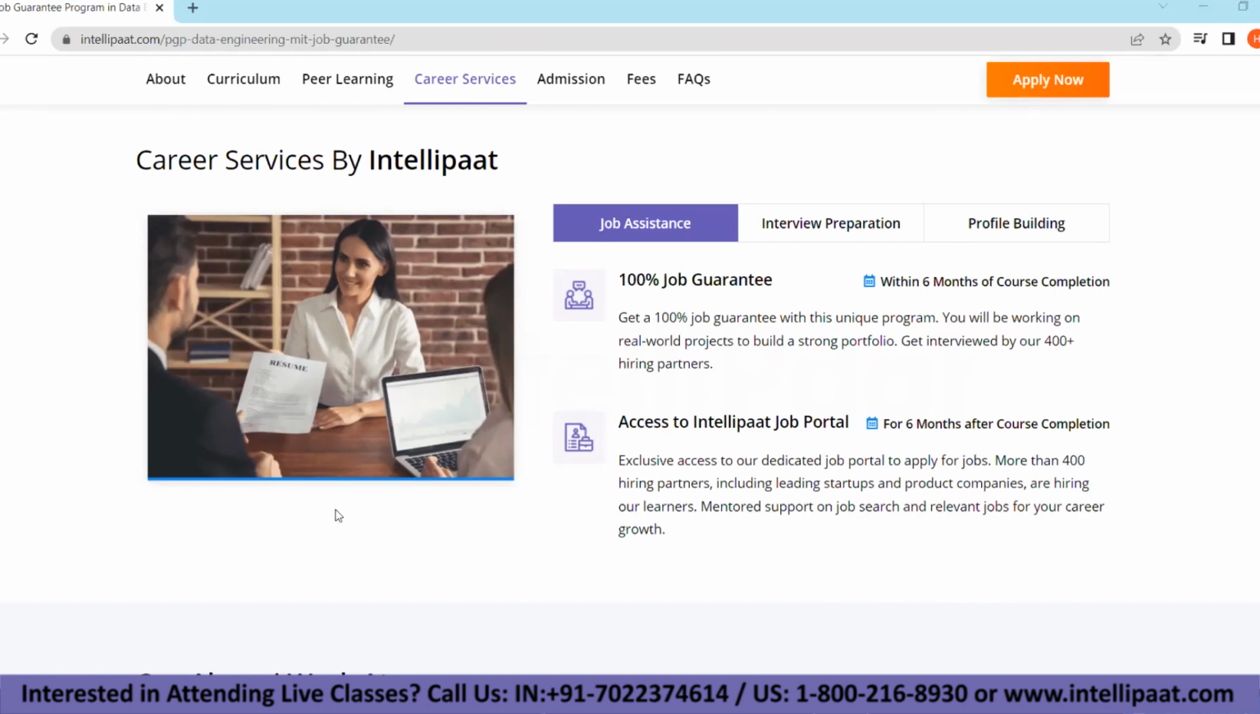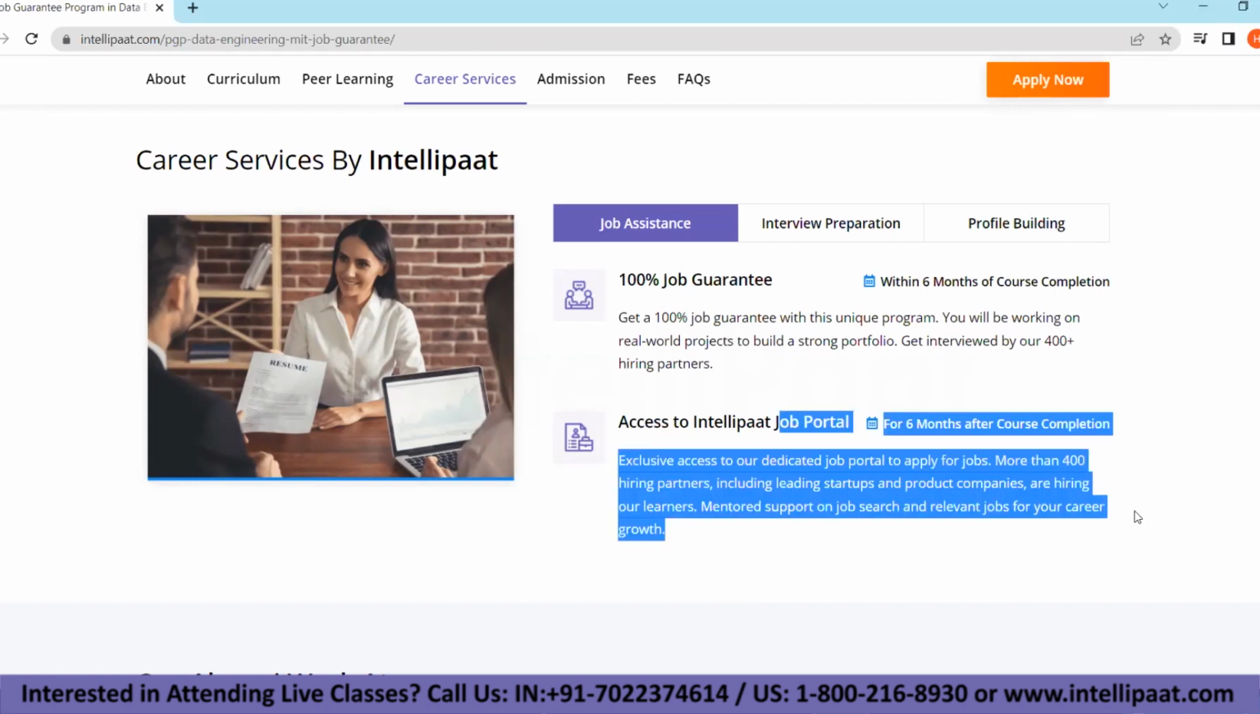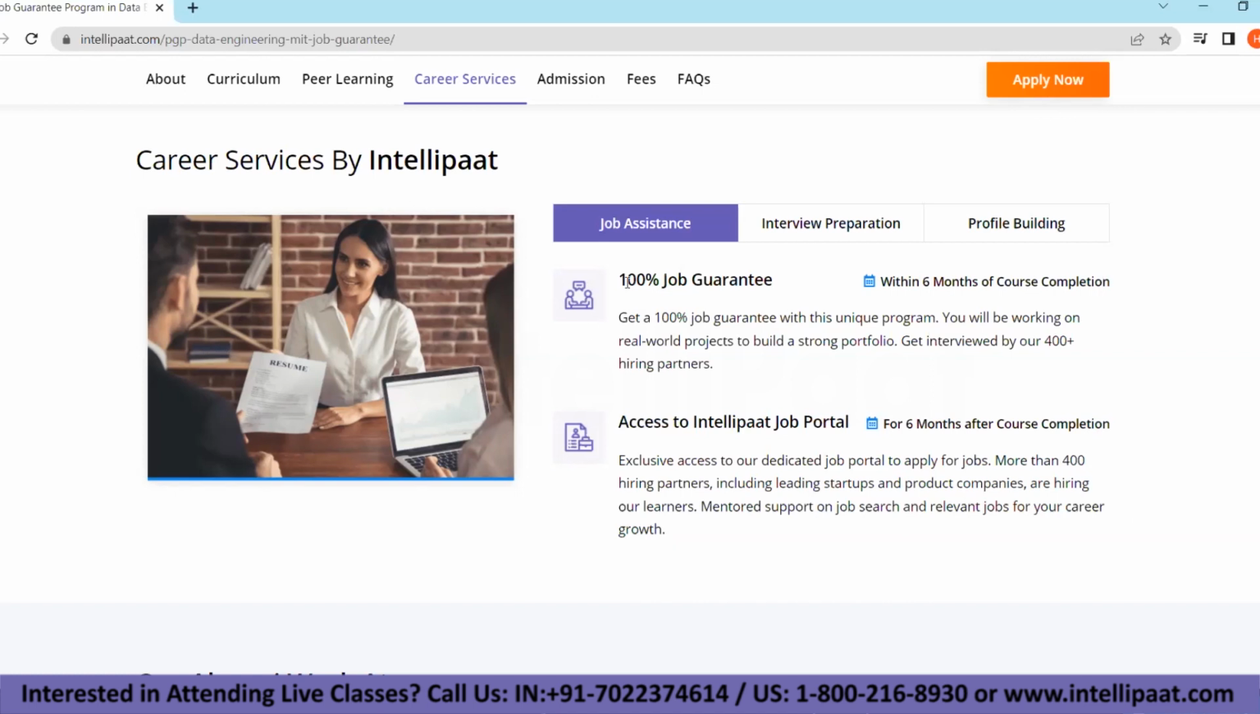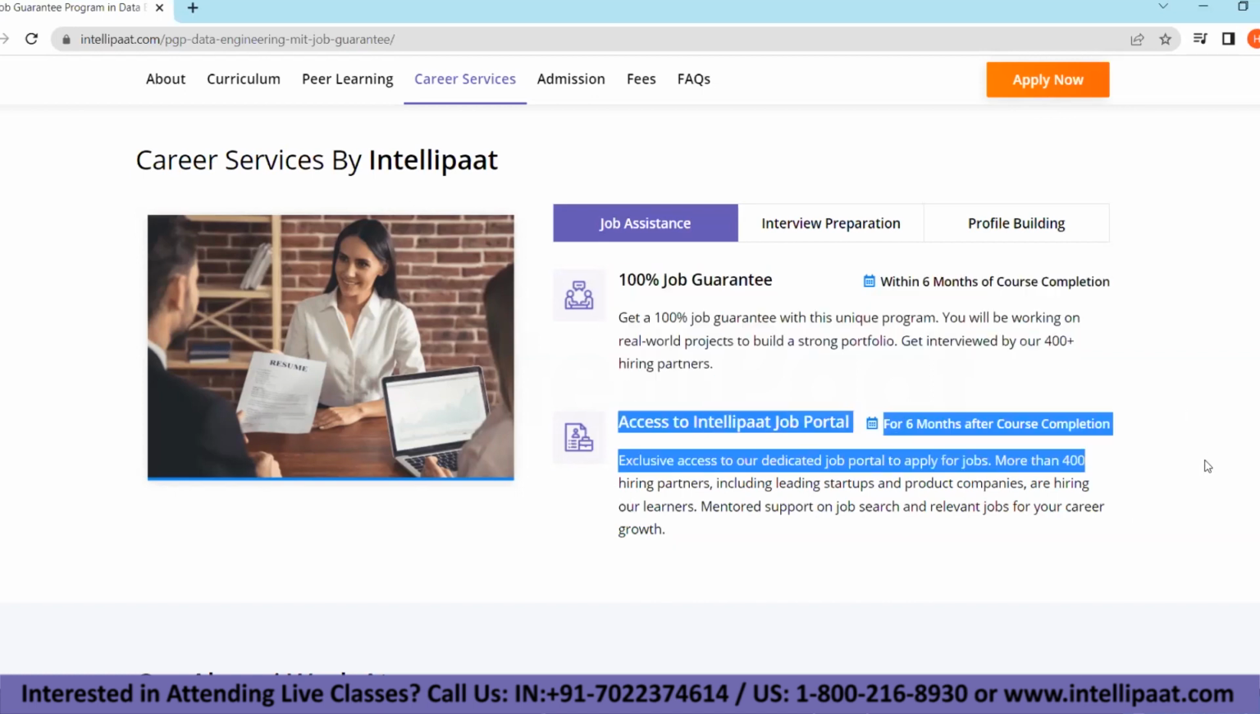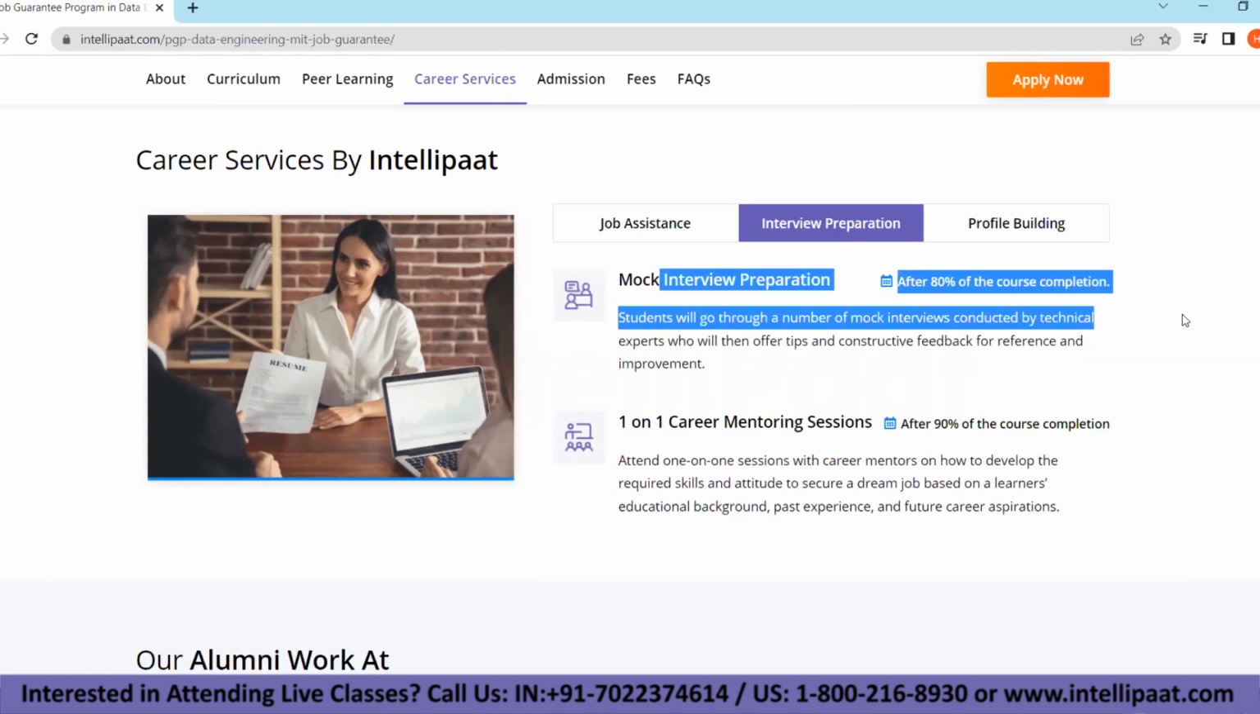All right. Of course, there is also something called as the access to the Intellipaat job portal, on which our 400 plus hiring partners are already registered. So what we'll do is we'll give you the ID and password of this job portal and also start applying online. Okay, so 100% job guarantee within 6 months of course completion, access to the Intellipaat job portal for 6 months after the course completion. The mock interviews will happen after 80% of the course completion.